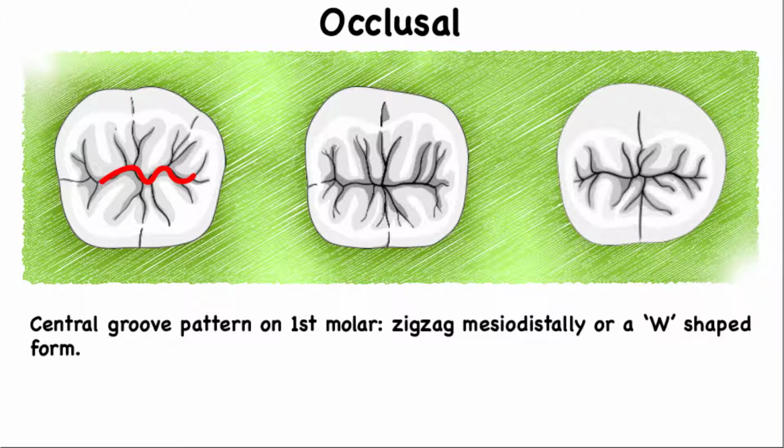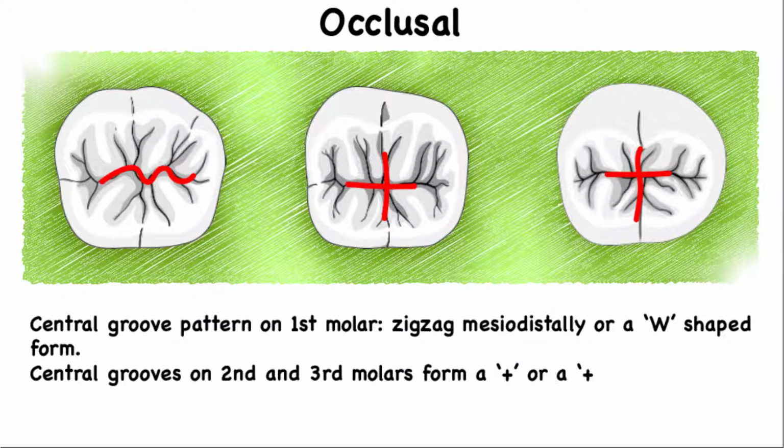The central grooves on second and third molars form a plus or a +4 pattern on the occlusal surface. A +4 pattern implies that the central groove is in the shape of a plus and there are 4 cusps. So that's what +4 pattern means. A +5 would mean that there is a plus-shaped central groove pattern with 5 cusps.